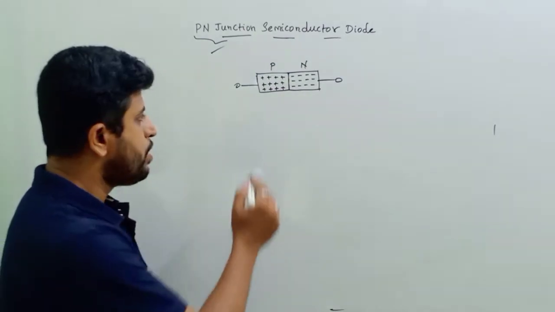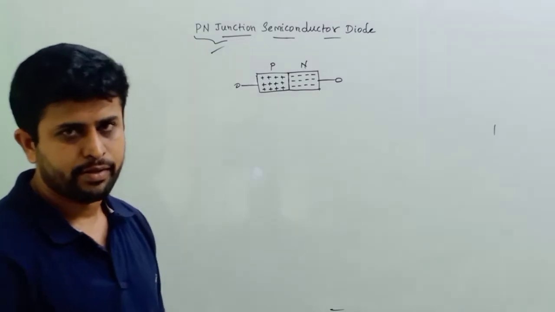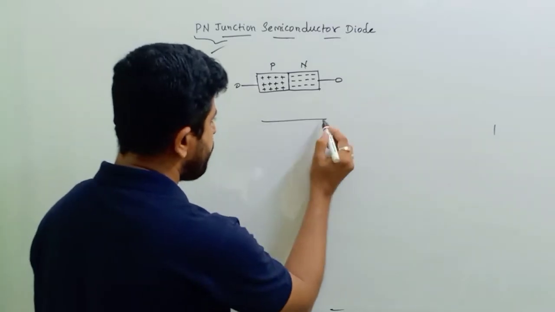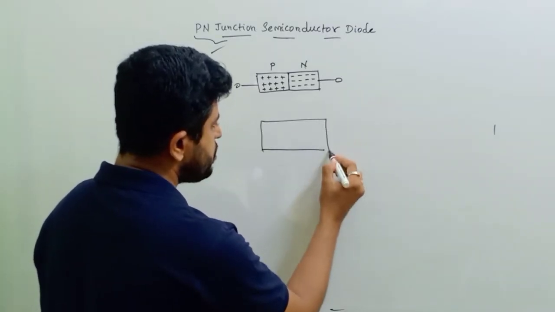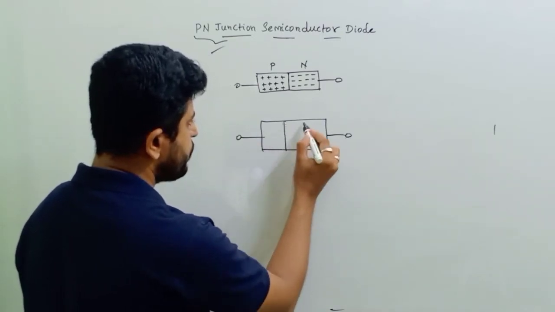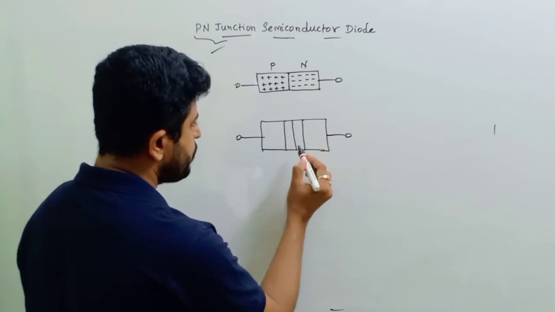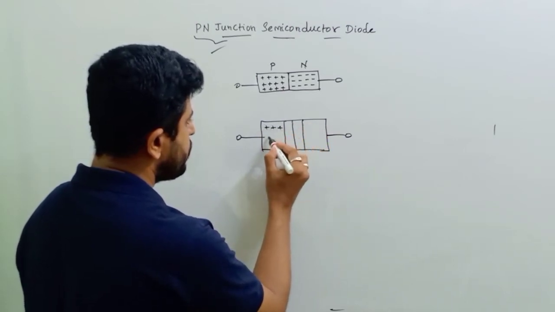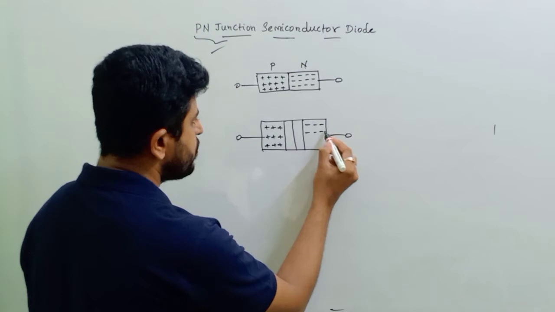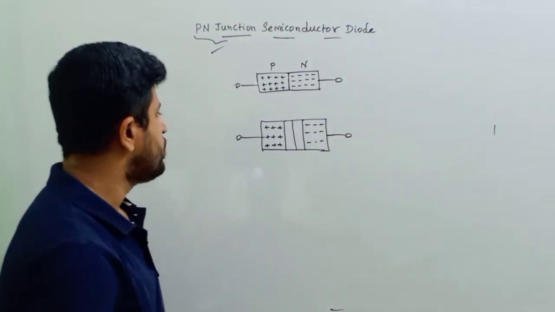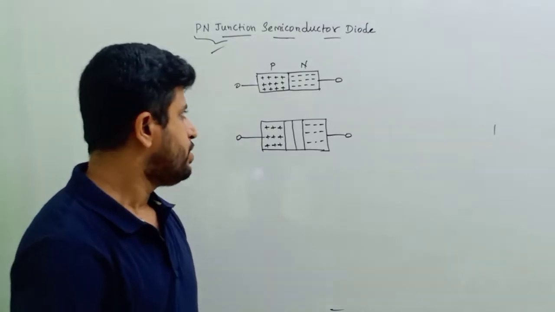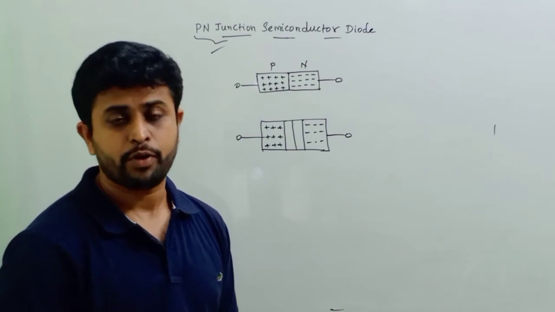We'll see here what a diode is, how it works, and what its characteristics are. When we join these two structures like this, what happens at room temperature? I will just draw another figure to represent this more clearly, just giving you a clear picture of what happens at room temperature when these two are brought together.